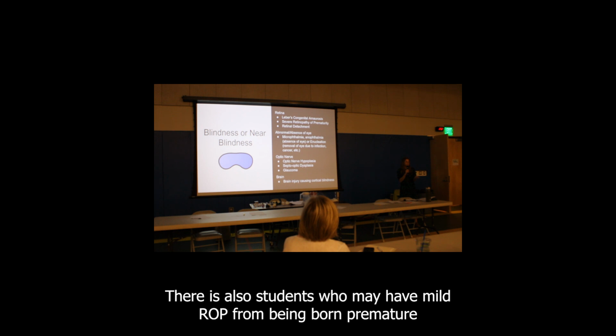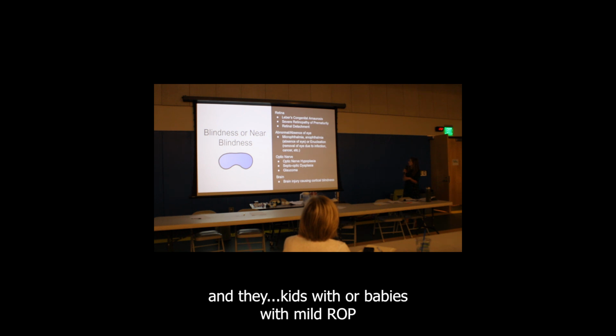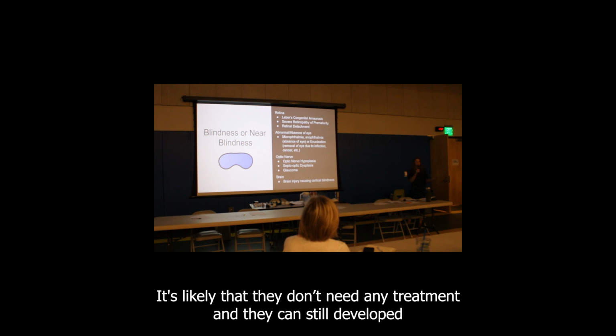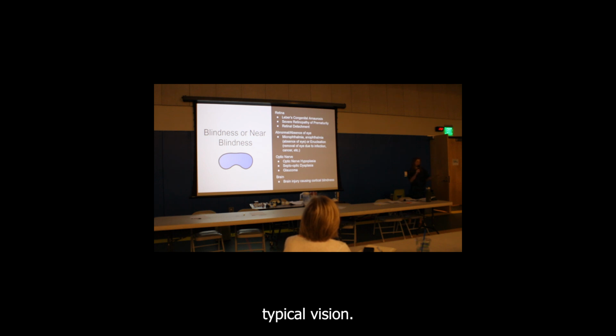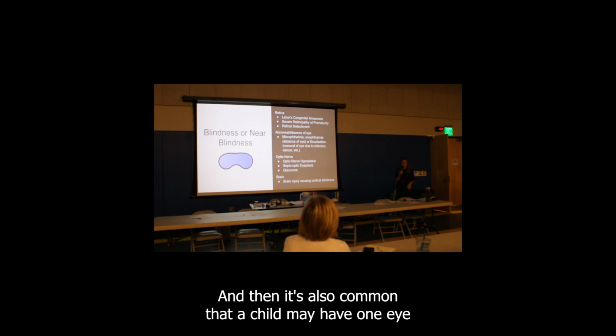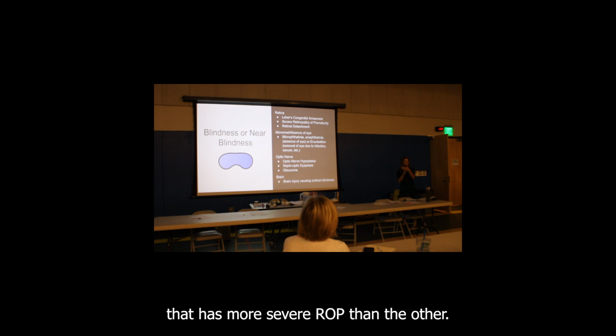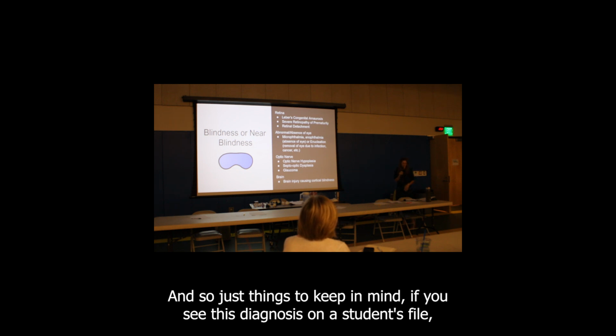There's also students who may have mild ROP from being born premature, and kids with, or babies with mild ROP, it's likely that they don't need any treatment and they can still develop typical vision. And then it's also common that a child may have one eye that has more severe ROP than the other. And so just things to keep in mind if you see this diagnosis on a student's file.